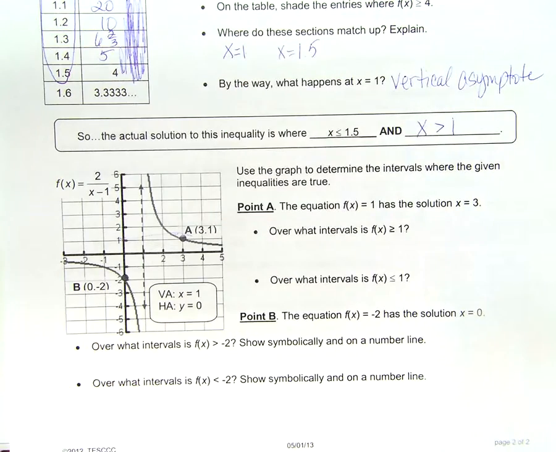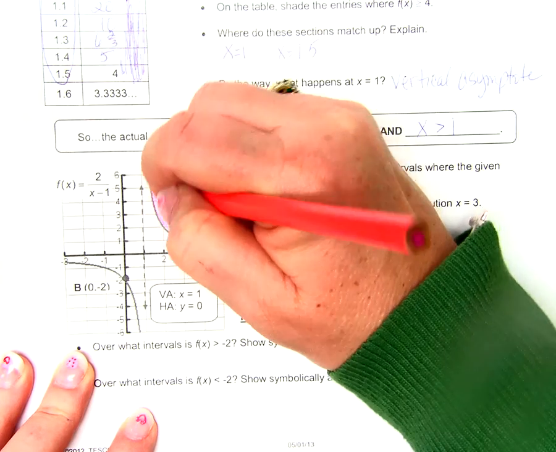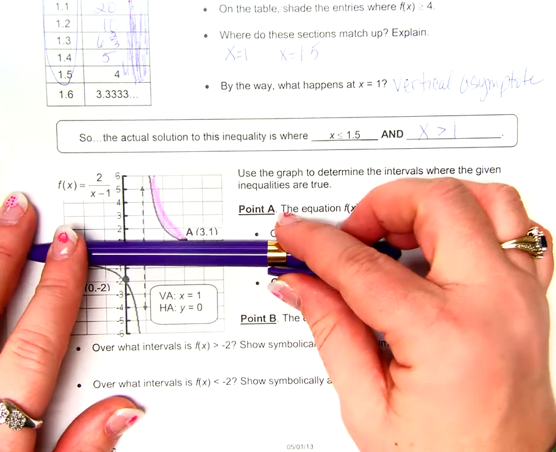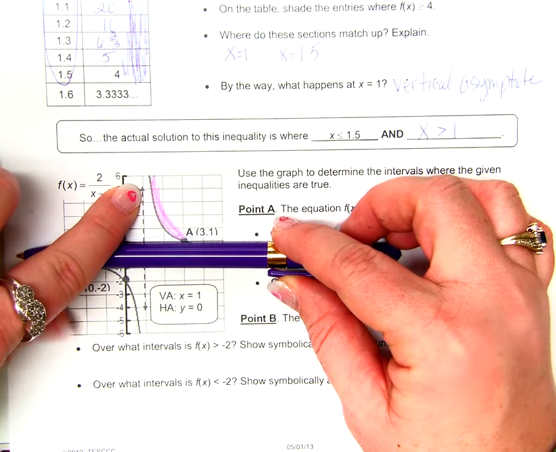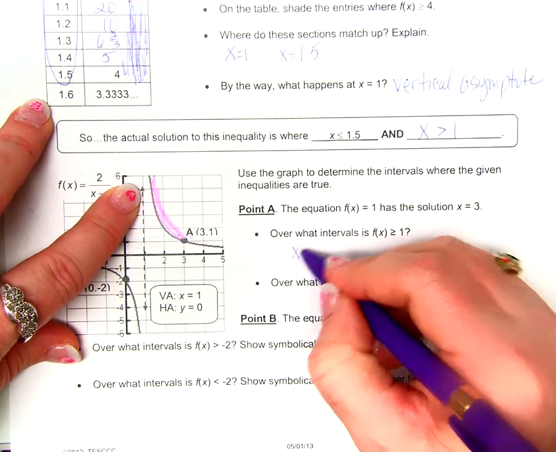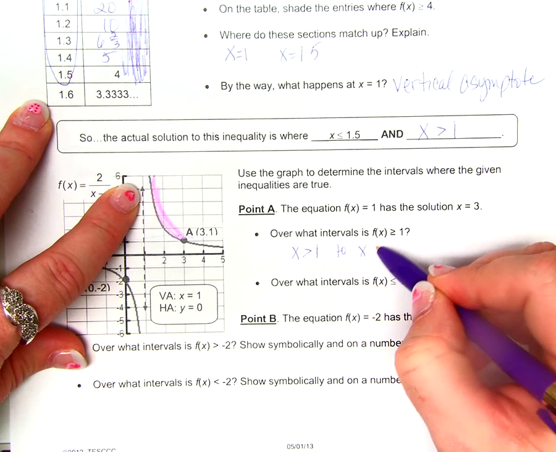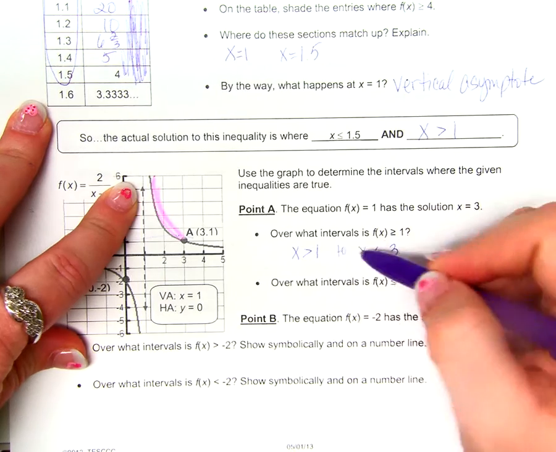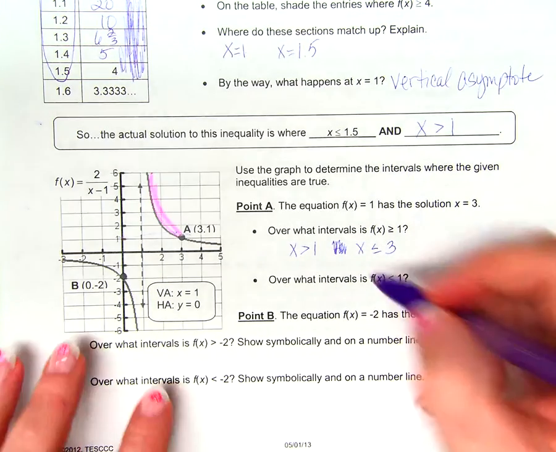It's this part right here, right? When is it greater than or equal to 1? When is the value of the function greater than or equal to 1? From the asymptote, because it's greater than 1, to what? Less than or equal to 3. Sorry, I didn't mean to write 2. I guess I really meant and.